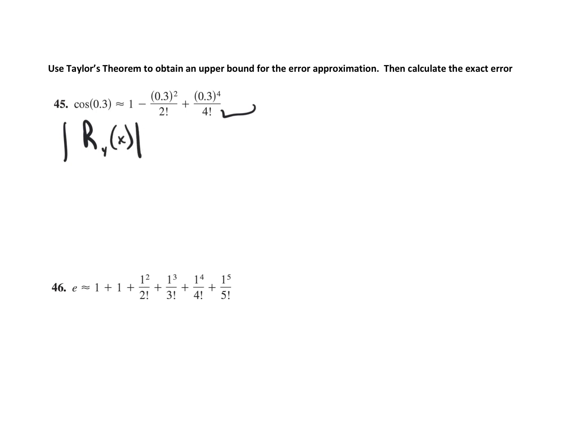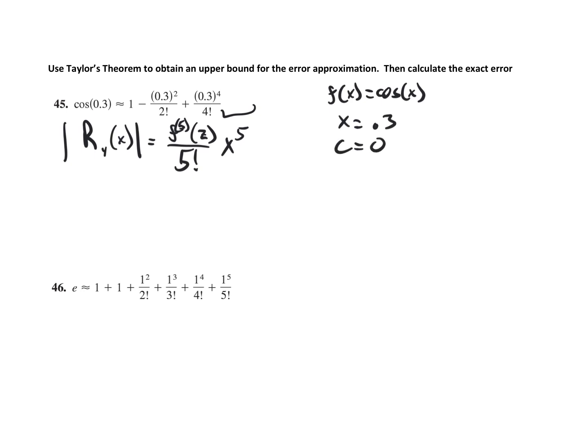is going to be equal to the fifth derivative of some number z over 5 factorial times x to the fifth. And it's not x minus c because this is centered at 0. So we're centering this at 0. All right. So we know that our function is cosine. We know that the point that we are evaluating this at is 0.3, and we're going to center it at 0 because 0.3 is close to 0 there.